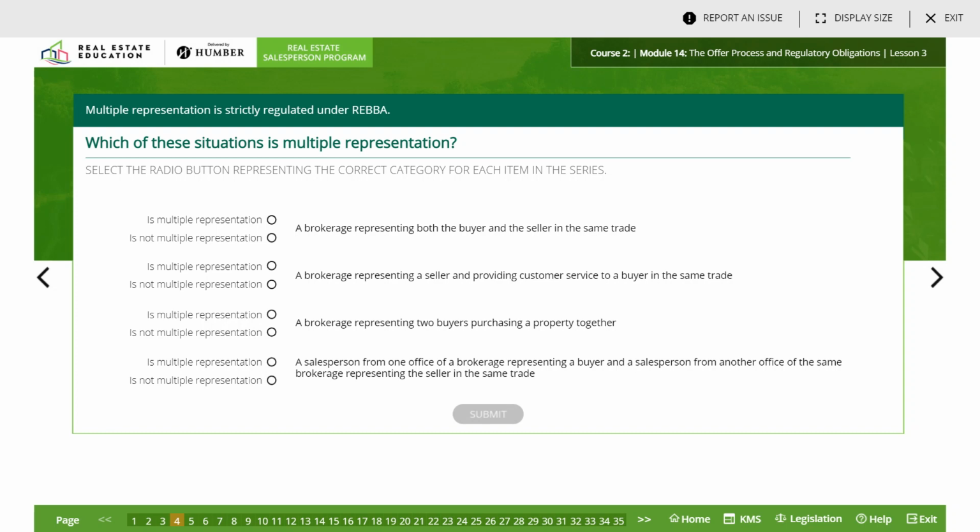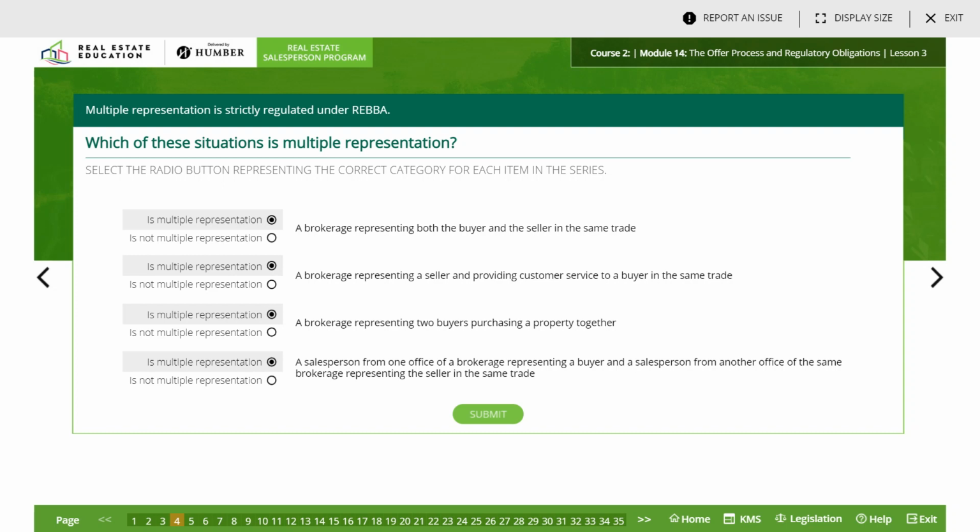Which of these situations is a multiple representation? A brokerage representing both the buyer and seller in the same trade? Yes, it is a multiple representation. A brokerage representing a seller and providing customer service to a buyer in the same trade. This might be a difficult question for me. I don't know. Let's just say it is a multiple representation. A brokerage representing two buyers purchasing. Yes, this is a multiple representation. A salesperson from one office of a brokerage representing a buyer and a salesperson from another office of the same brokerage. So this is a multiple representation.